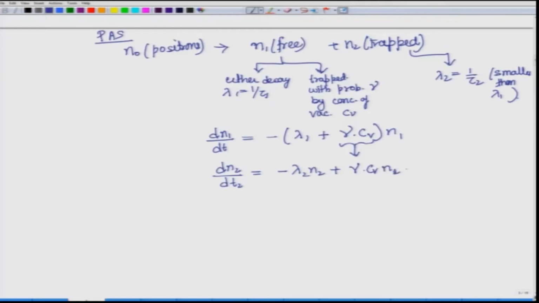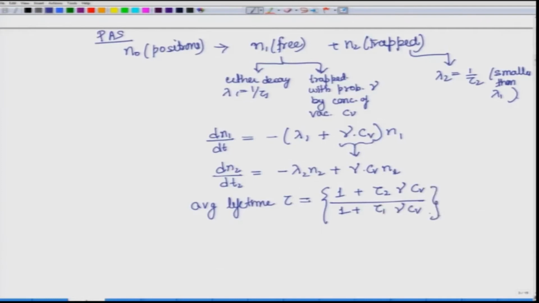Now, once you have an equation like this, it is very easy to show that the average lifetime of this positron annihilation can now be related with tau 1, tau 2 and Cv, and one can show that this will be something like this. So, what you see here is that the average lifetime keeps increasing with increasing concentration of Cv. In fact, if you plot it, it will look something like this.